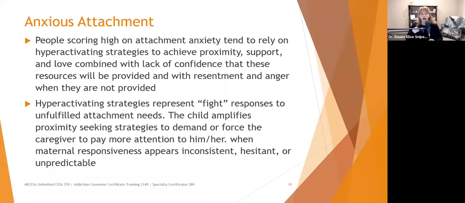Think about one of the typical behaviors in borderline personality disorder when people are self-injuring. A lot of times that's non-suicidal self-injury. They're not intending to die. They're wanting to make the pain stop, and or maybe wanting to get somebody to pay attention, and it's a look what you made me do sort of thing. When maternal responsiveness appears inconsistent, hesitant, or unpredictable, children will often activate these hyperactivating strategies. This can also be the child who sort of melts down. They're not getting their needs met because they're feeling overwhelmed. They don't know how to articulate it, so they start to melt down. That is a hyperactivating strategy to get the caregiver to pay attention and help the little person get the reins on what's going on.